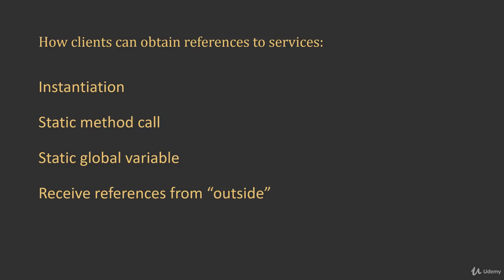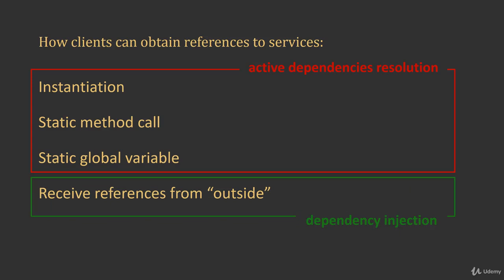The exact meaning of outside is not that important at this point, and we will discuss it later in this course. But note that first three approaches are kind of active. If the client uses these approaches, it is responsible for active dependency resolution, while the last approach is a passive one. We can even say that the client is being injected with the service from outside, and that's where the term dependency injection comes from. So, dependency injection is an act of injecting services into clients from outside.